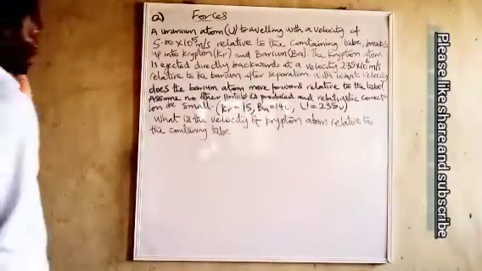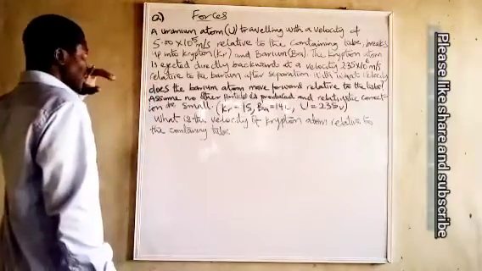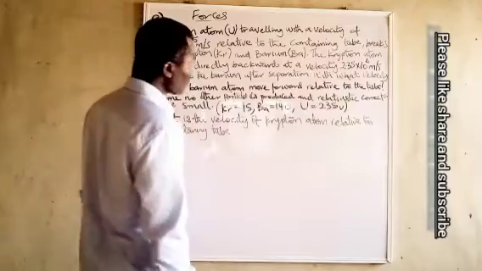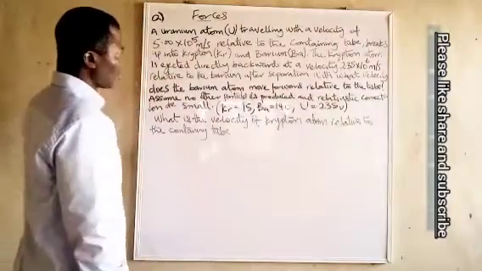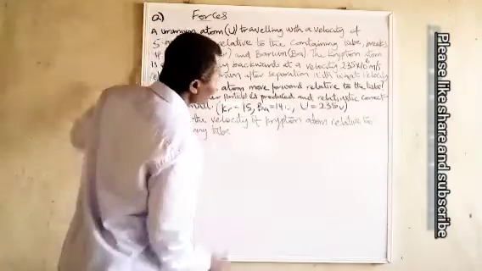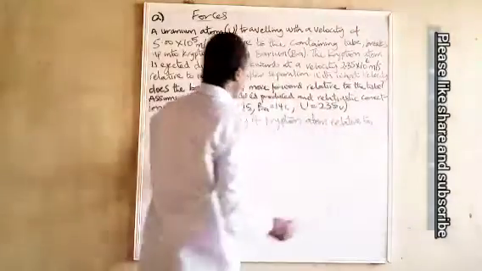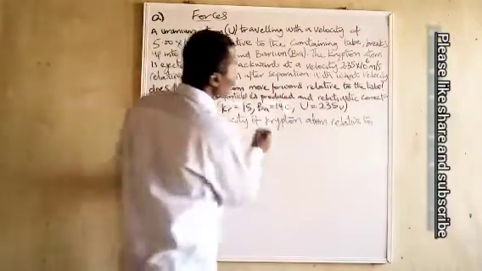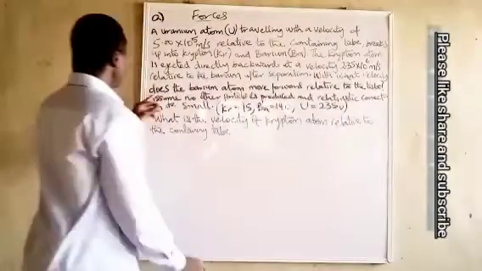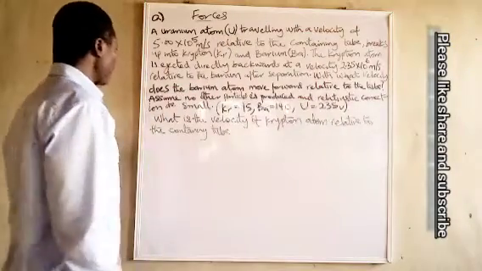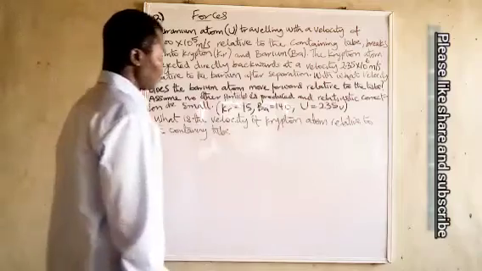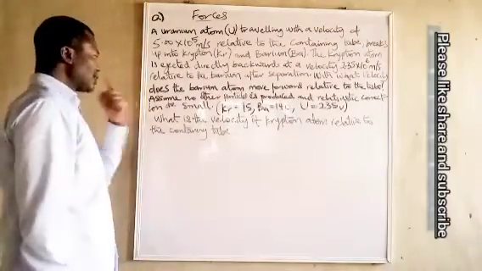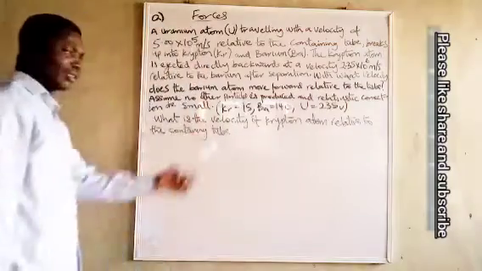A uranium atom traveling at a velocity of 5 times 10 to the power 5 meters per second relative to the containing tube breaks up into krypton, Kr, and barium, Ba. The krypton atom is ejected directly backward at a velocity of 2.35 times 10 to the power 6 meters per second relative to the barium after separation. With what velocity does the barium atom move forward relative to the tube? Assume no other particle is produced and relativistic corrections are small. What is the velocity of the krypton atom relative to the containing tube?